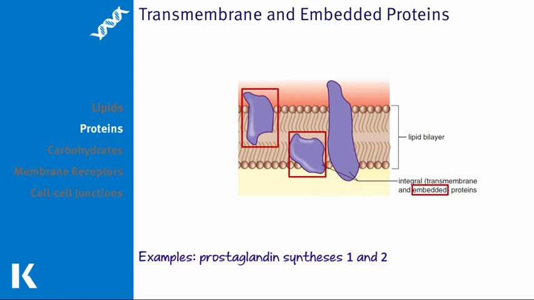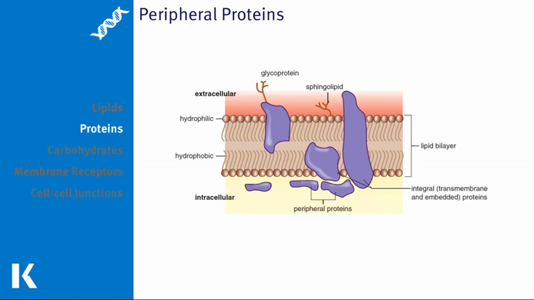Embedded proteins can associate either with the interior or exterior of a cell membrane, but not both. 2 examples of embedded proteins are prostaglandin synthesis 1 and 2, which are the proteins responsible for forming the lipids that function like hormones to cause smooth muscle contraction, which are located in the outer bilayer. Peripheral proteins generally hang out just on the outside of the cell and can bind to the membrane and to other transmembrane proteins or to embedded proteins.